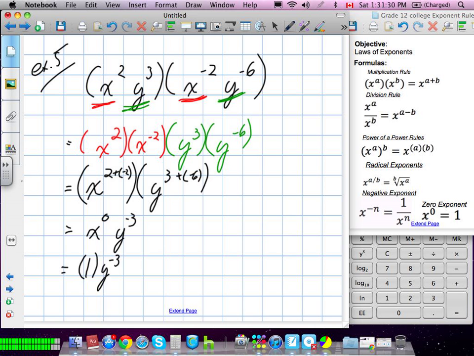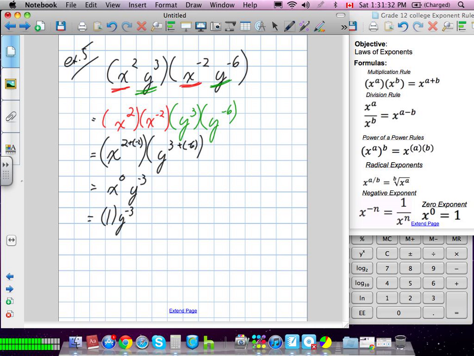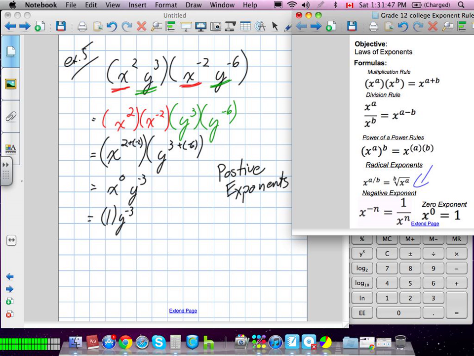I don't really need that 1. But let's say they wanted positive exponents. If they want positive exponents, that draws me to the rule of the negative exponent. In fact, a base to a negative power can be represented as 1 over that same base to a positive power.